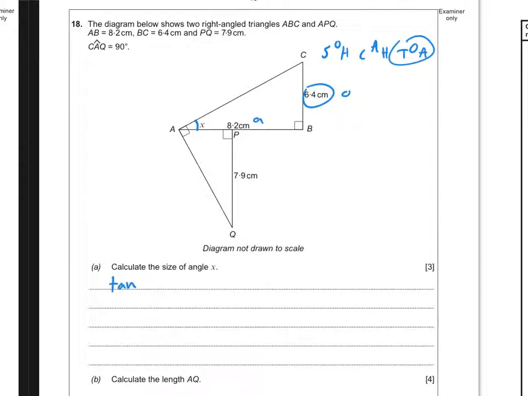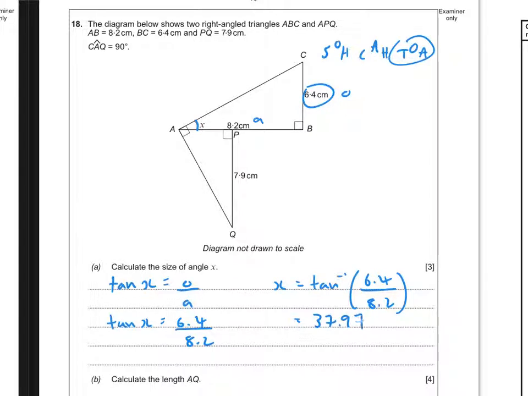So tan of X will equal the opposite over the adjacent. So I'm going to substitute some values in now. So tan X is 6.4 divided by 8.2. Now to get X by itself, I need to do the inverse of tan, which gives me tan to the minus 1 of whatever 6.4 divided by 8.2 gives me. And when I type that into my calculator, I get 37.971, and I'm going to round that to something nice, which to one decimal place is 38.0 degrees.